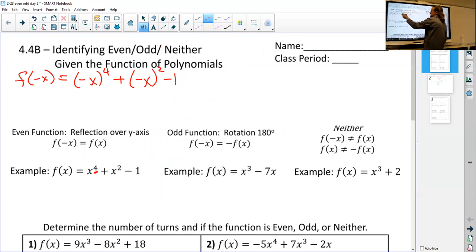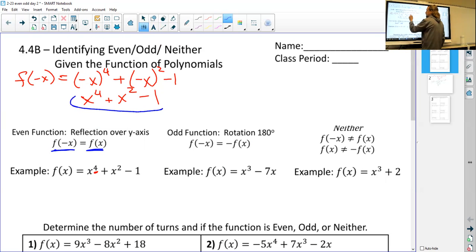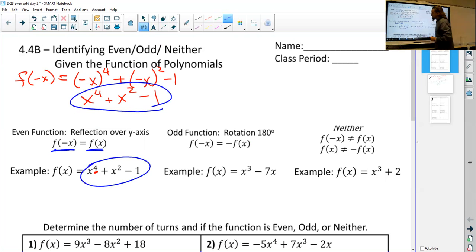So I can rewrite this as negative x to the fourth. Sorry, I shouldn't have put negative. So x to the fourth, negative x squared is just x squared, minus 1 is minus 1. Okay, and then we compare that to the original. Remember we said f of negative x should equal f of x if it's an even function. Does this equal what we started with? Yes, it does. It's exactly the same. So we can say that this is an even function.